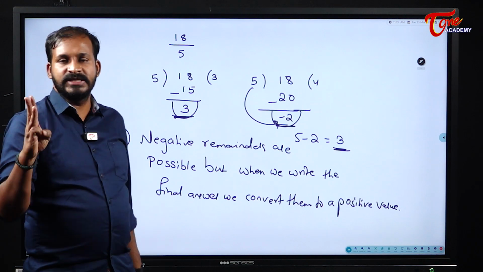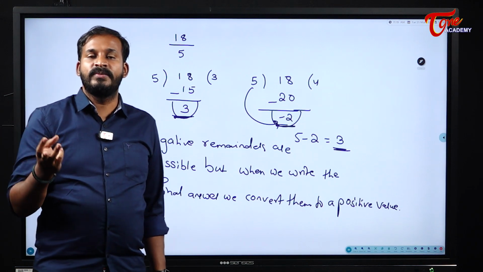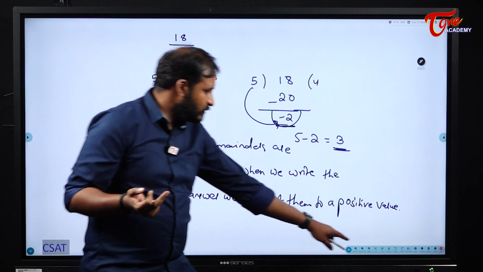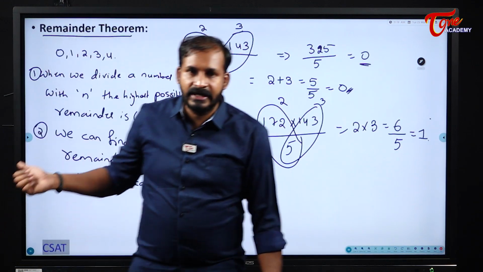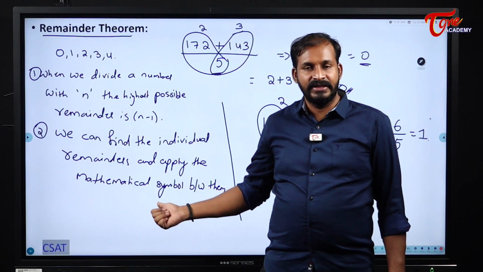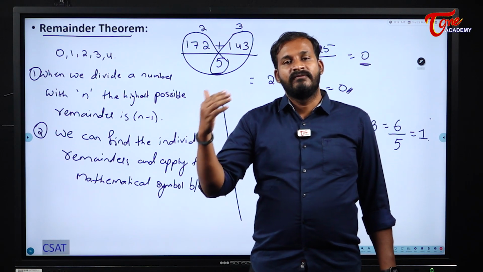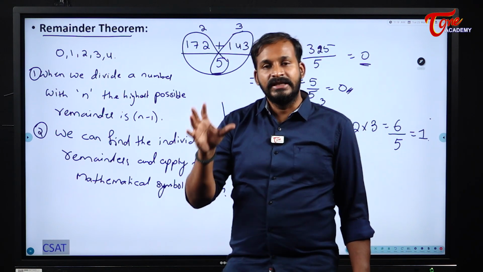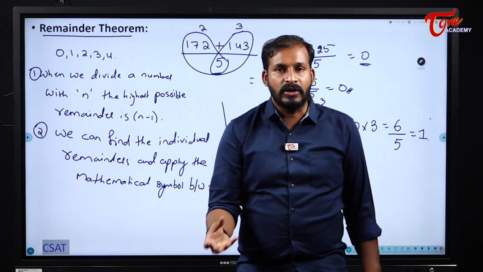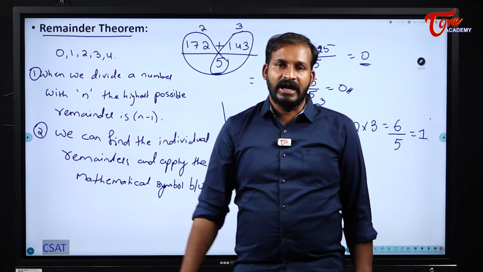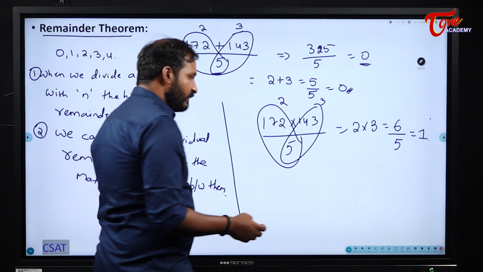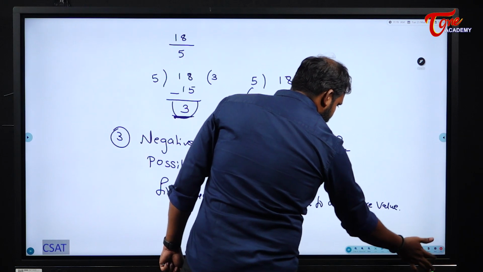Next. Okay, 3 principles understood, right? Our remainder should always be less than the divisor. That is the first rule. The second rule is we can find the individual remainders and apply the mathematical symbol between them. And the third rule is we can also have negative remainders in the intermediate level, but when we write the final answer, we should always convert them into a positive one and then only write our final answer. These are the 3 rules in our remainder theorem. Okay, good, super. We will see some examples now.